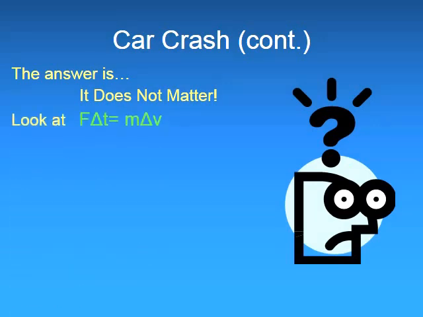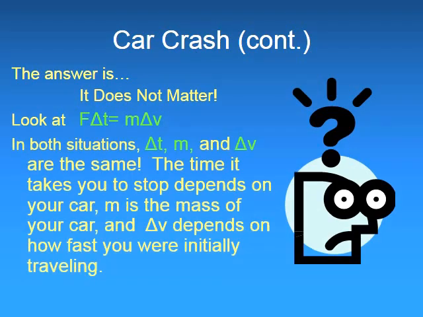Okay, because momentum is based on, or the impulse is based on your mass and your change in velocity. Okay, in both situations, the change in time, mass, and change in velocity are identical. The time it takes for you to stop depends on your car, the mass of your car, and the change in velocity depends on how fast you and your car were traveling initially, not the fact that you're heading into a brick wall or the velocity of the other car. Okay.